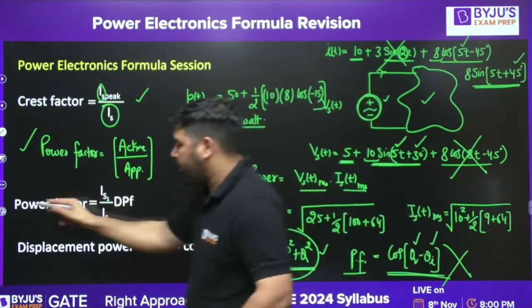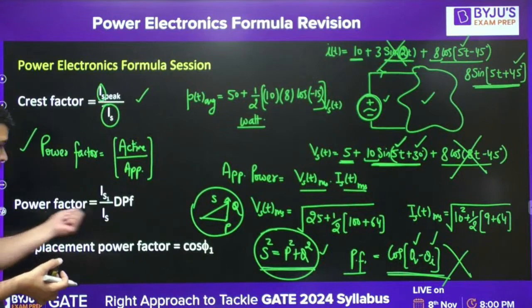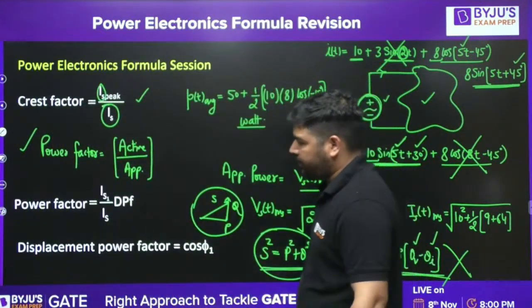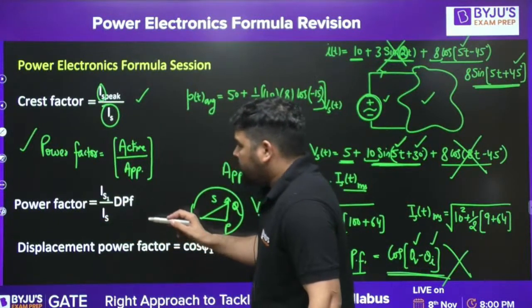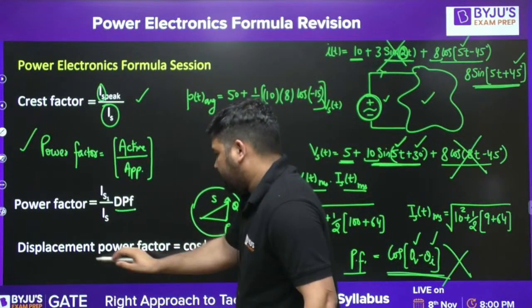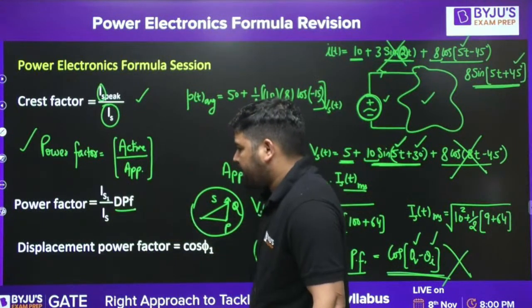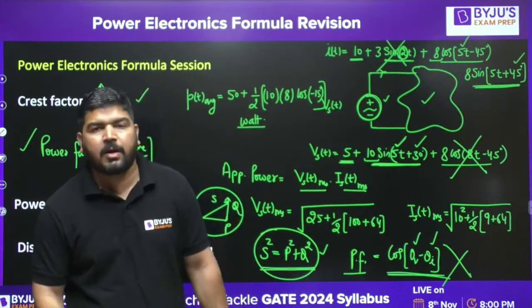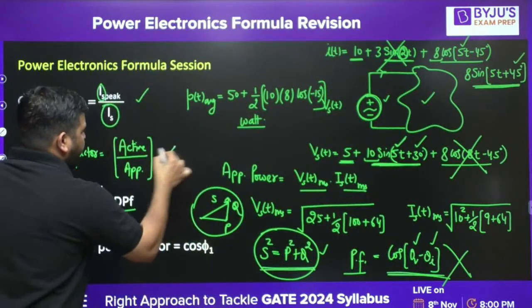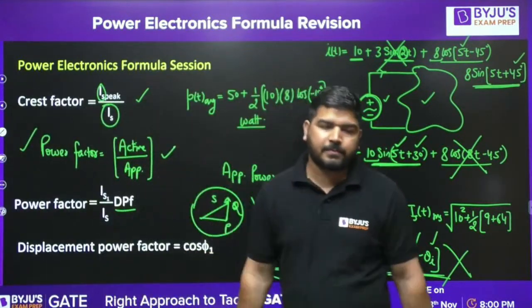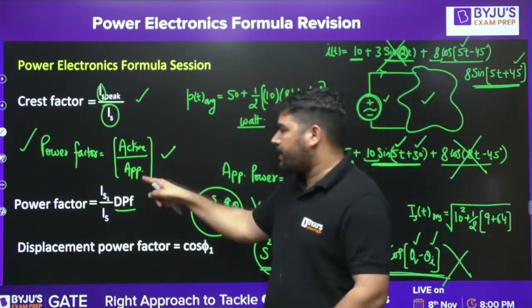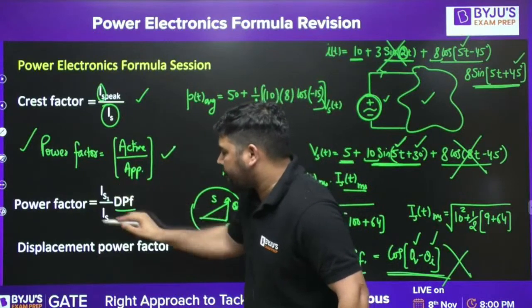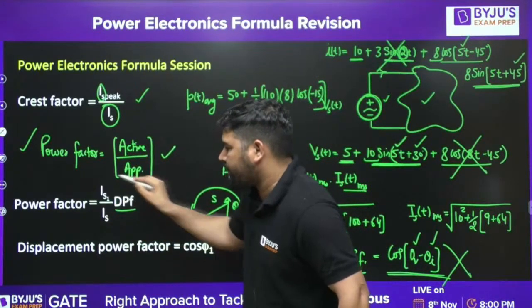Now let's discuss power factor. Let's have some more discussion on power factor. Now, what is this displacement power factor? DPF. What is this? And what is this IS1 over IS? How to calculate this power? How to remember this power? Power factor is active power divided by apparent power. You just remember this. We know that. Similarly, if you want to calculate the power factor, you will get this. This is my power factor.